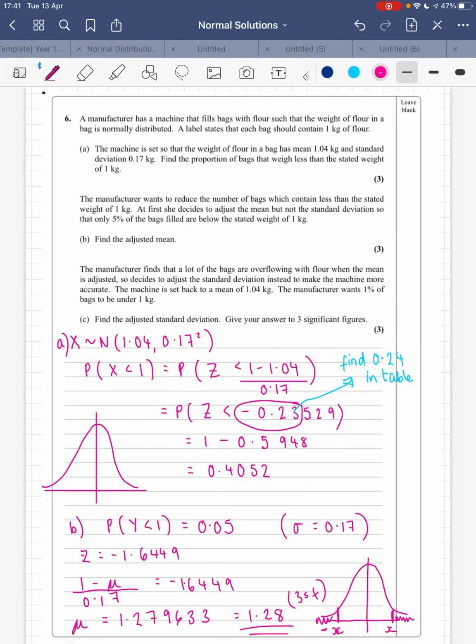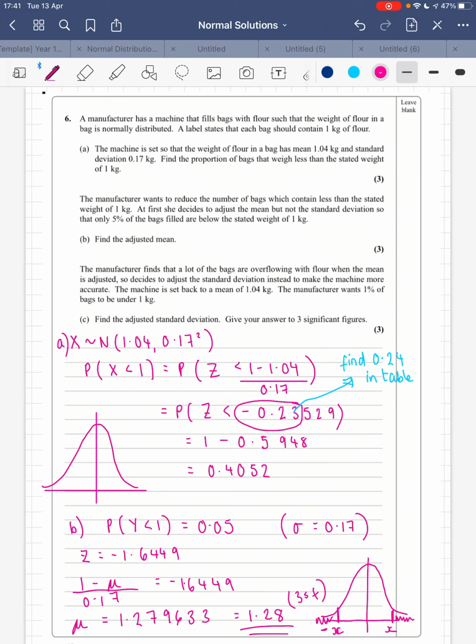I'm just going to talk through the solutions to these questions. I will upload and send you the PDF version of this as well, so that you have that to look through, but I'm going to talk through it as well, just to make sure you follow what it is that I've done.